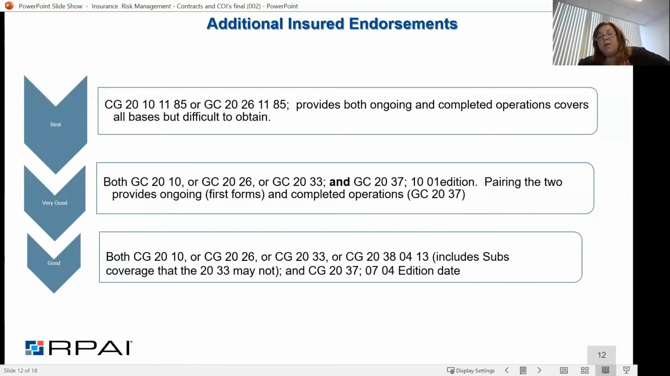The first one is a form that's going to provide you with both ongoing and completed operations coverage, and we're going to go through that in a little bit. The second one is that you need kind of 2 forms put together onto a single policy to make sure that you're getting everything that you need. And then some of the older ones are a little bit more limiting in their scope, and so sometimes you need to put on multiple different forms.